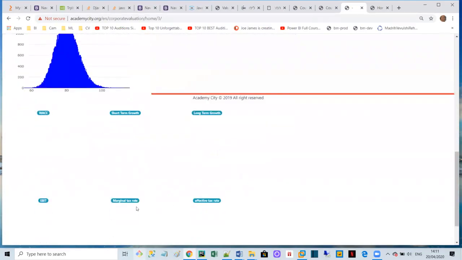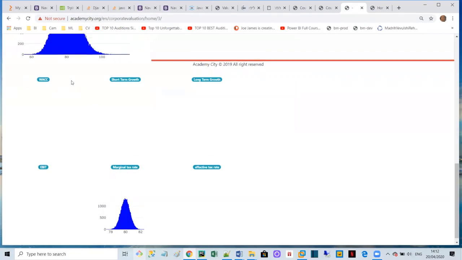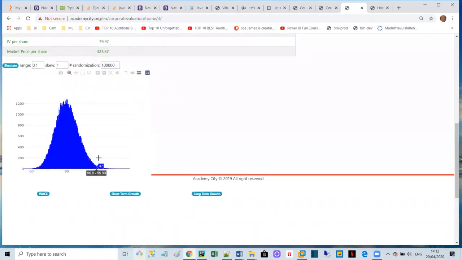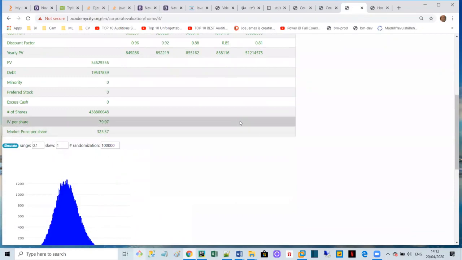For example, if I click on marginal tax rate, it's part that affects it, but it's not the most crucial. Or see, it's telling me the price should be around 80, really 79 to 81, while the price could be between those two. And there are other things that might affect it more. Okay, so that's simulation, and I will talk about it in the class.